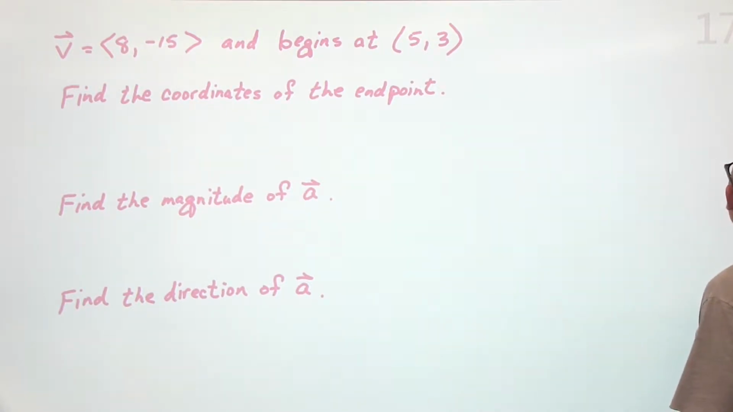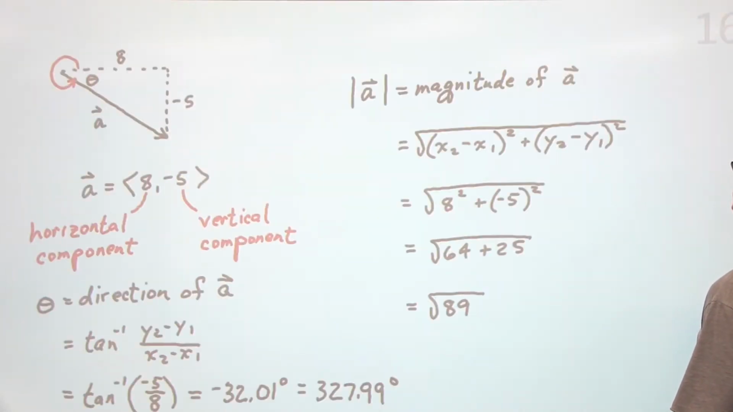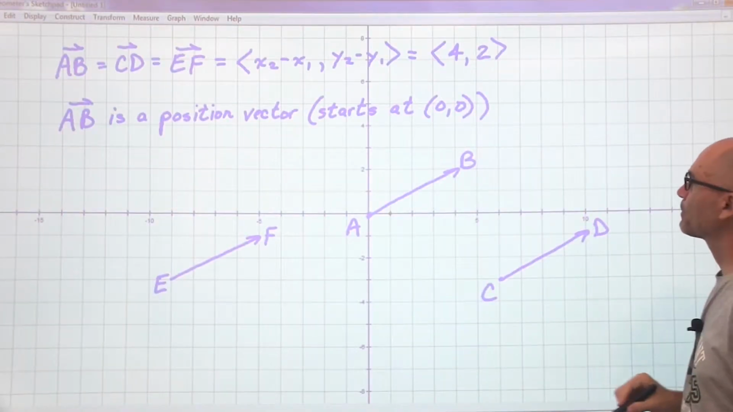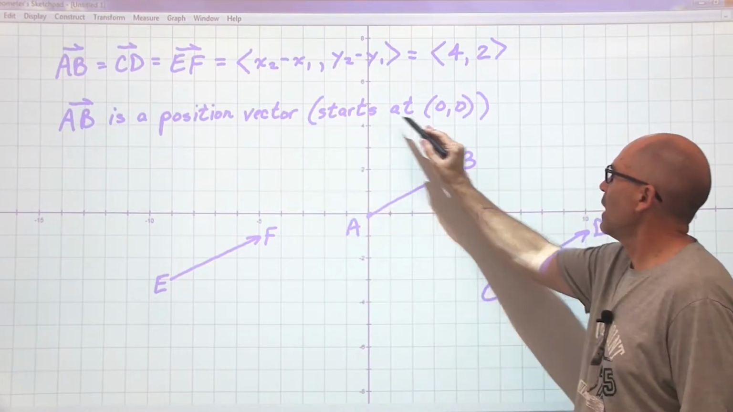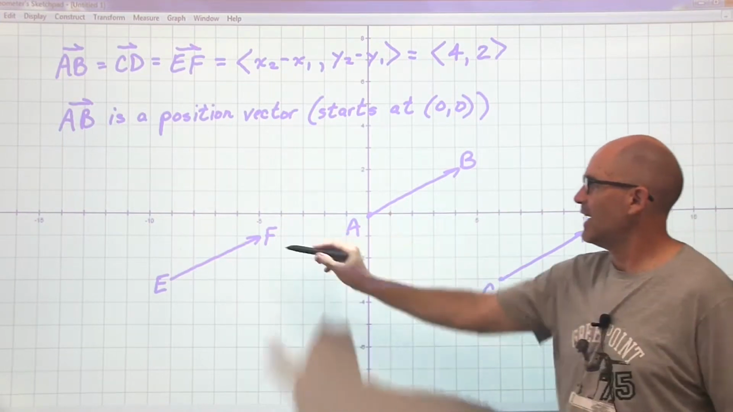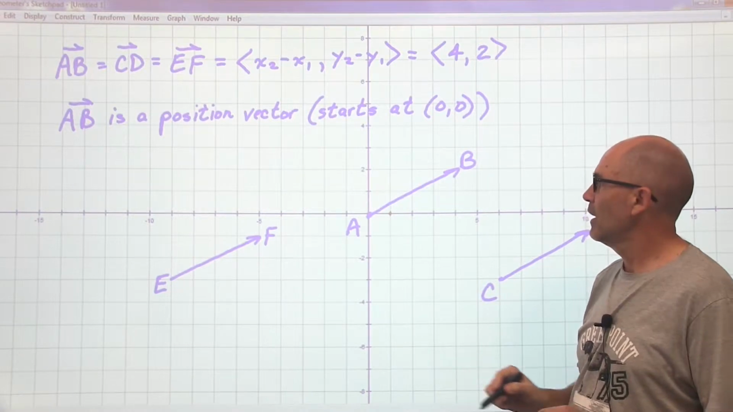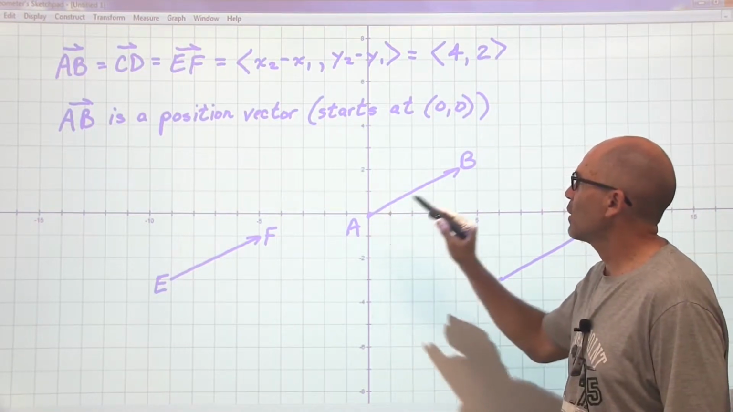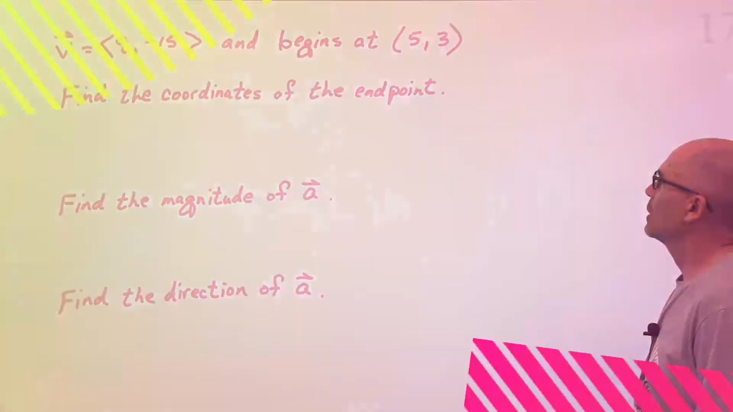Now, notice back at the beginning, I forgot to mention something. Let's go back to here. AB is called a position vector because it starts at the origin. Even though AB, CD, and EF are all equivalent vectors, you can move a vector anywhere you want. If you start at the origin, it's called a position vector. Okay, back to the ranch.